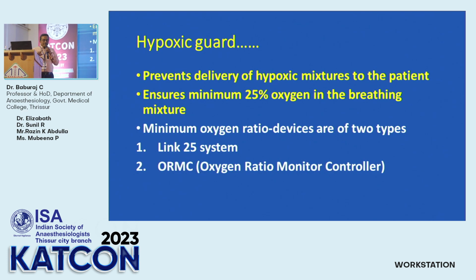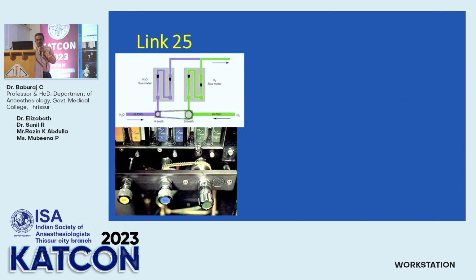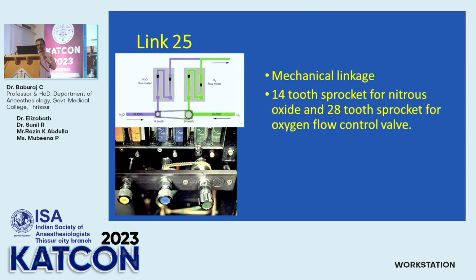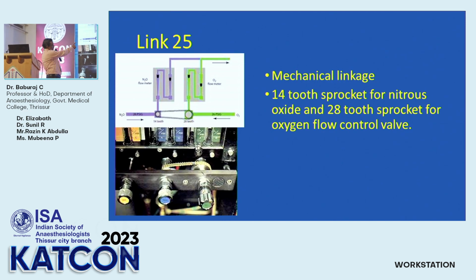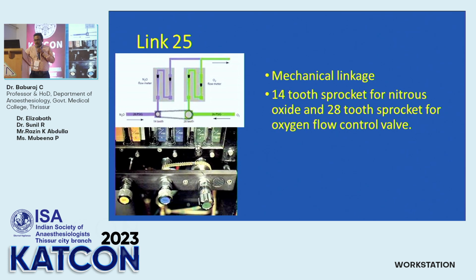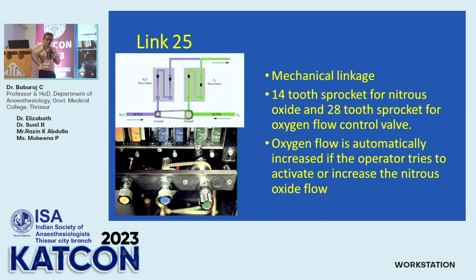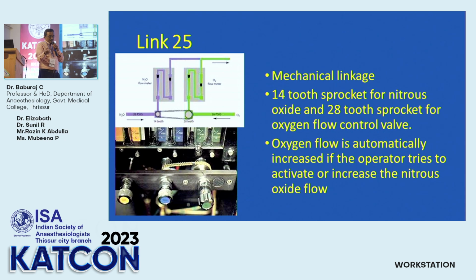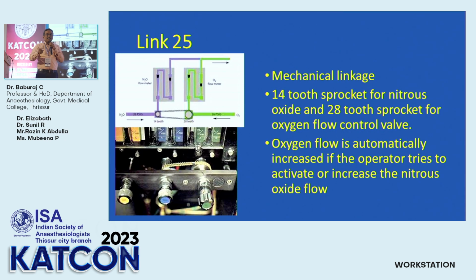One is the mechanical, the Link-25 you might have heard about, and the second is pneumatic. So this picture tells you about the mechanical linkage. The number of sprockets is 14 for nitrous oxide and 28 for oxygen. So when you activate nitrous oxide, oxygen is also activated. That is how you find out whether it is a mechanical one or a pneumatic one.